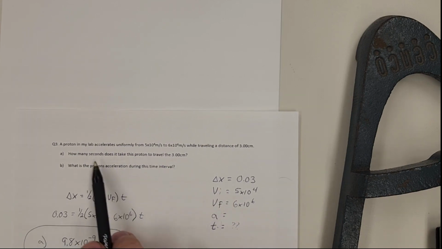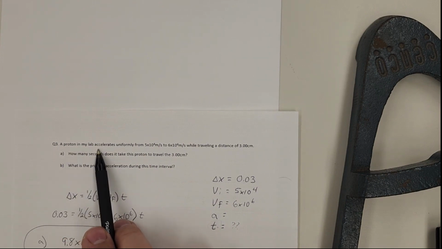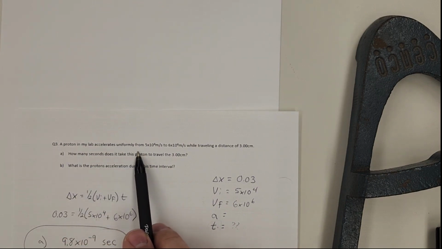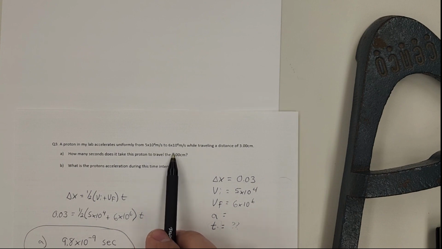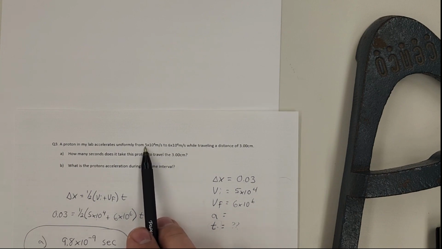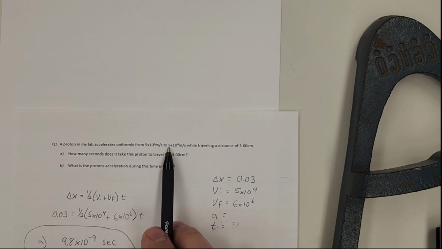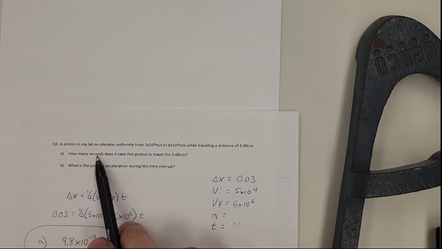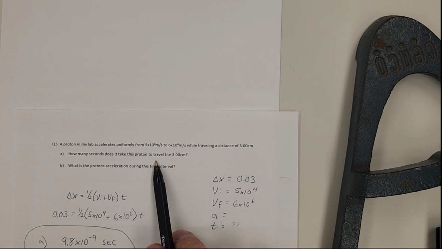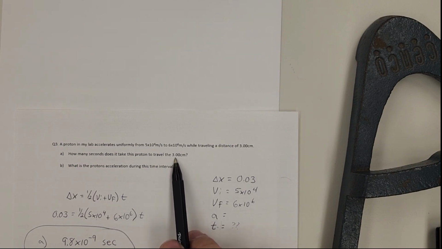We'll go through it here. So we have a proton in my lab. It accelerates uniformly from 5 times 10 to the 4th to 6 times 10 to the 6th meters per second. It's a huge change in velocity, and it does all this in a very short amount of space, 3 centimeters. The first question says, how many seconds does it take for this proton to travel those 3 centimeters?